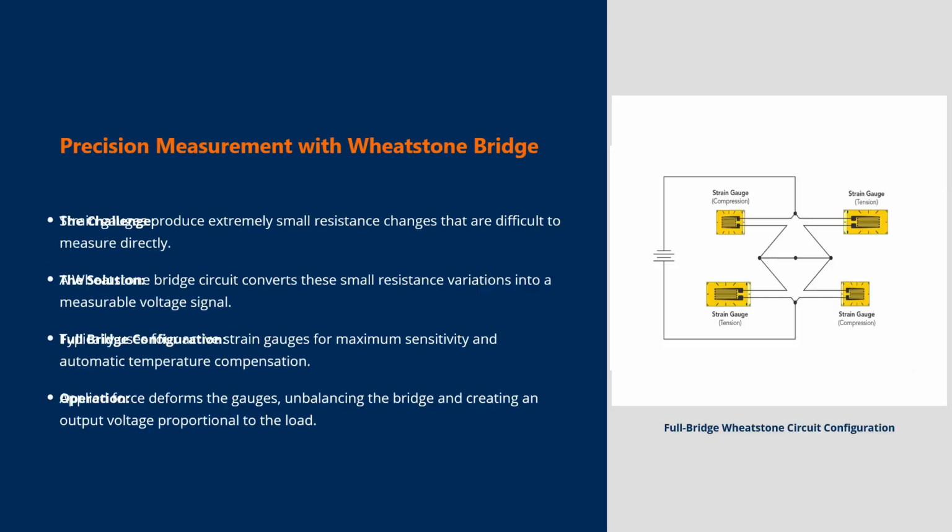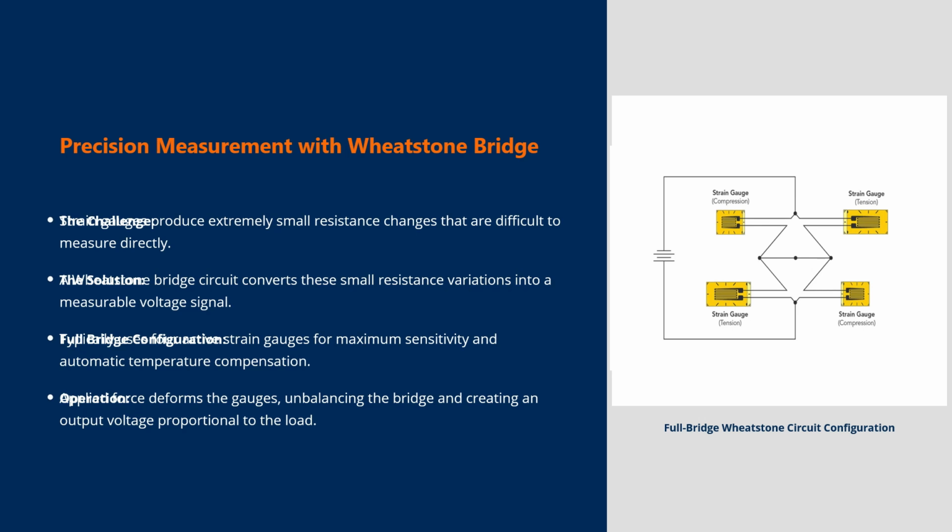Wheatstone bridge circuit. To measure the small resistance changes produced by strain gauges, load cells use a Wheatstone bridge circuit. The Wheatstone bridge consists of 4 resistive arms arranged in a diamond configuration. In most load cells, 4 strain gauges are connected in a full bridge configuration. This configuration offers several advantages: high sensitivity, improved measurement accuracy, temperature compensation, and reduction of measurement errors.